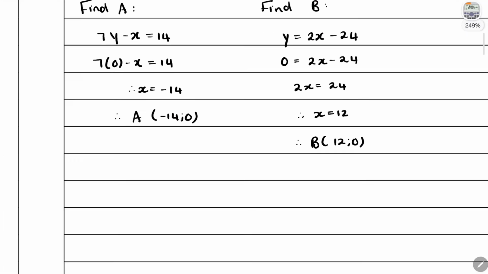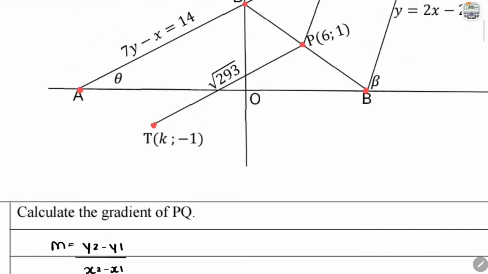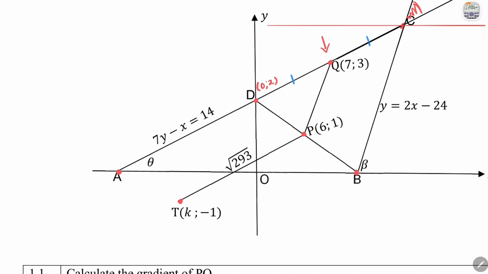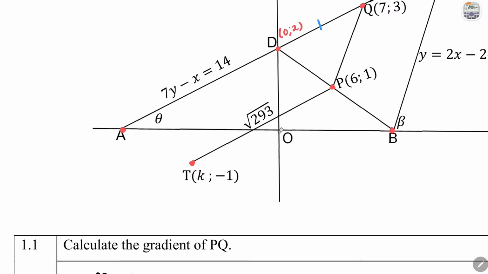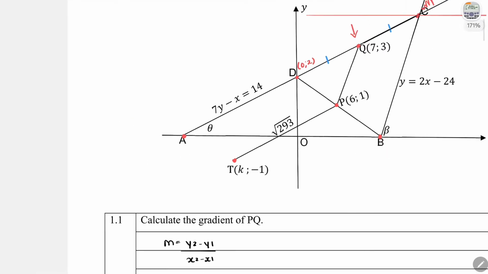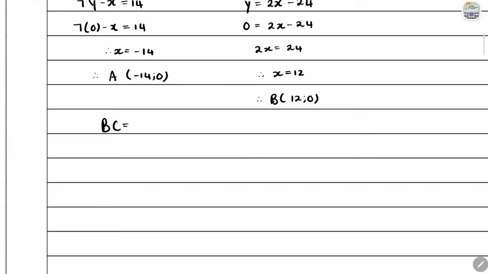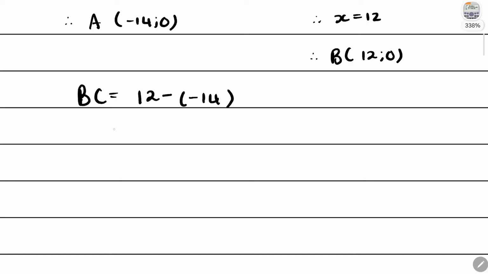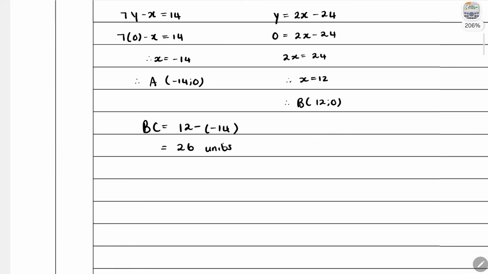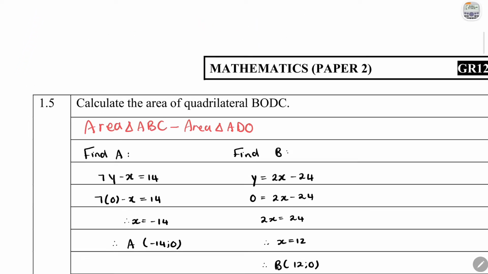And so to find BC, the base of that bigger triangle ABC, we're just going to add their lengths. From O to A and then O to B, or we could just say the higher one minus the lower one, and that would find the length. So BC is found by saying the x value of B, 12, minus the x value of A, which is negative 14. You see how that becomes 12 plus 14, which is finally equal to 26 units. So we have BC now, and now we just need its perpendicular height.